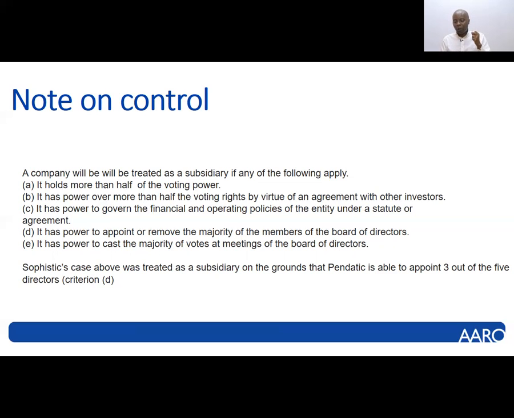It has power to cast the majority of votes at meetings of the board of directors. In our Sophistic case above, Sophistic was treated as a subsidiary on the grounds that Pedantic is able to appoint 3 out of the 5 directors, which is criterion D.